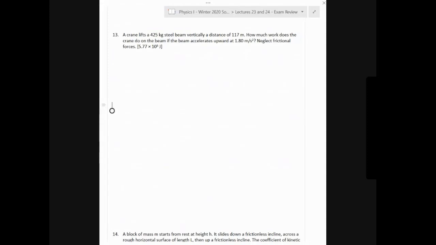Okay, so here's my beam. I'm just going to draw it as a little dot. And the crane is lifting it up vertically. So what are the forces that are acting on this beam? Feel free to use the chat too. Gravity. Okay, so gravity points straight down. Normal force. Okay, so the beam is not resting on a surface. The beam is being lifted by a crane.